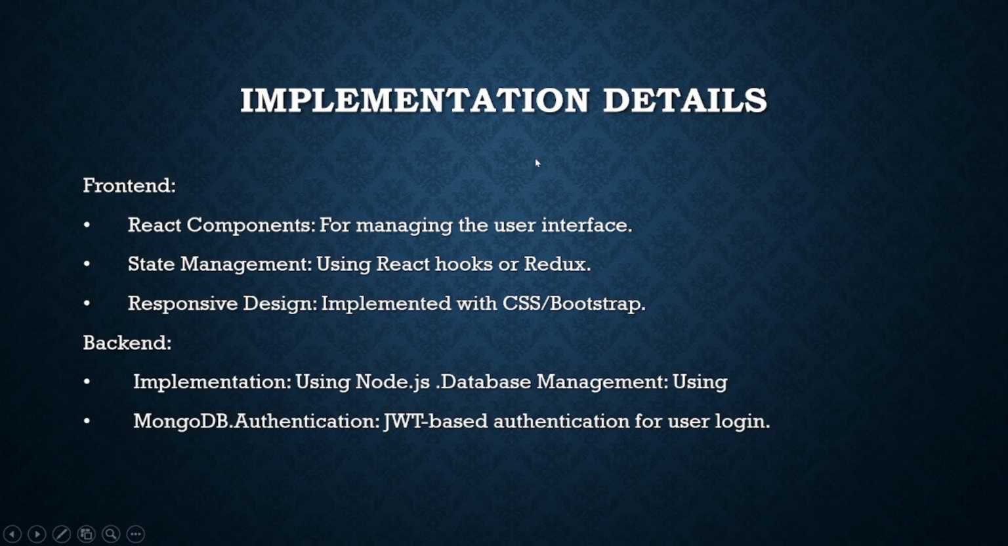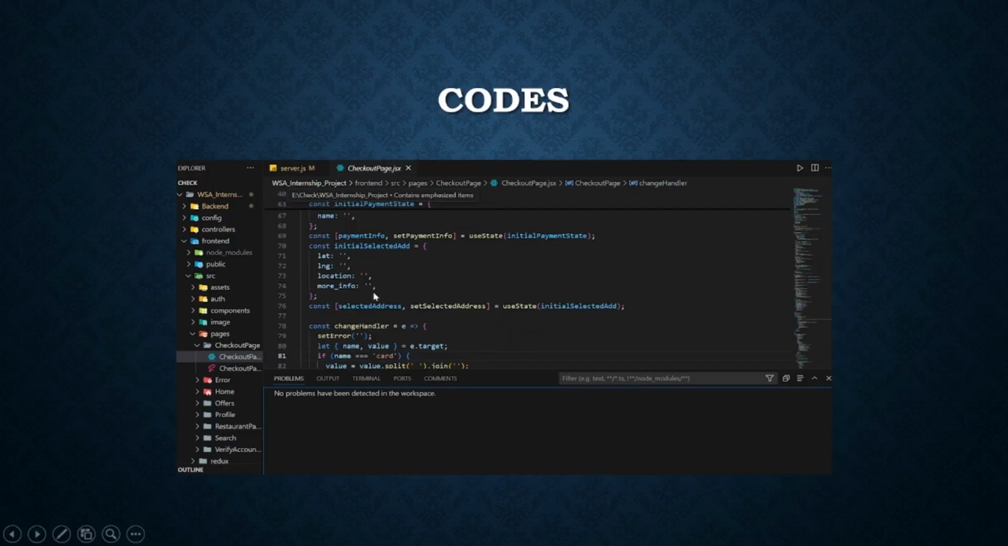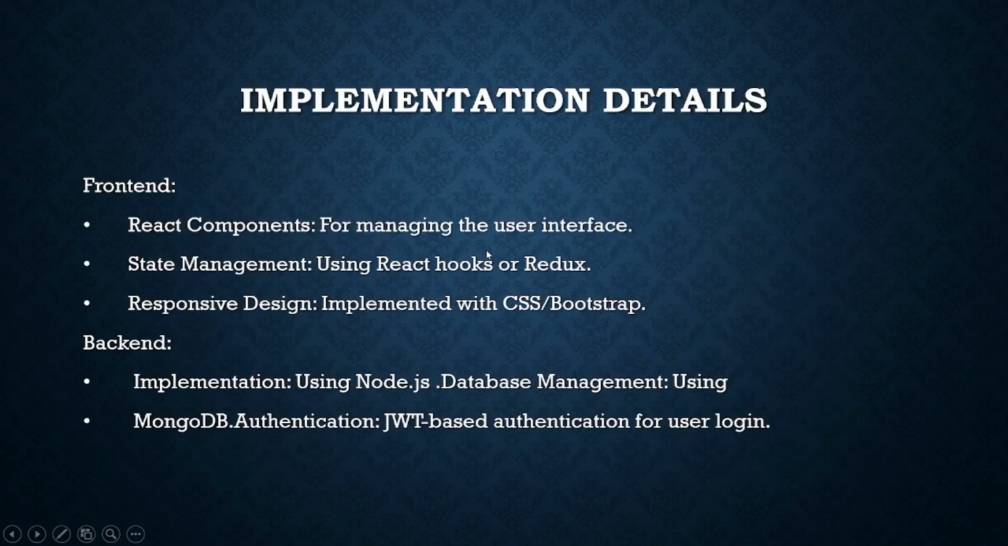Implementation details. Here we use React components for managing the user interface. React is used for front end development, for managing the user interface and state management. As we saw on the previous page, we perform state management using the useState function of React.js. Responsive design is implemented with CSS and Bootstrap. We are also taking inbuilt functions and leveraging Bootstrap for developing the application faster and easier.